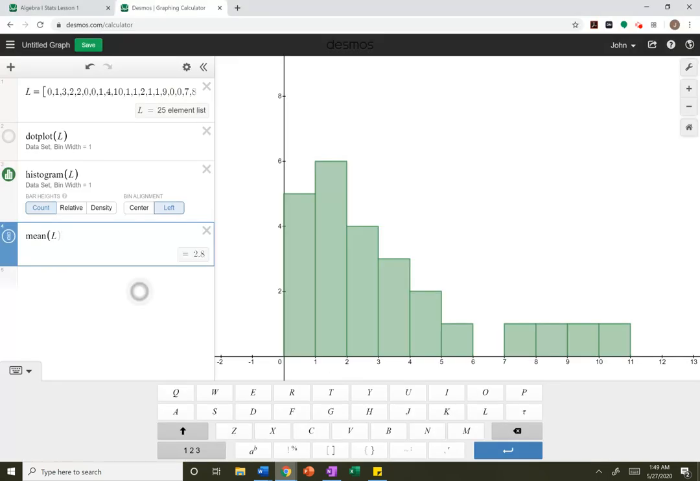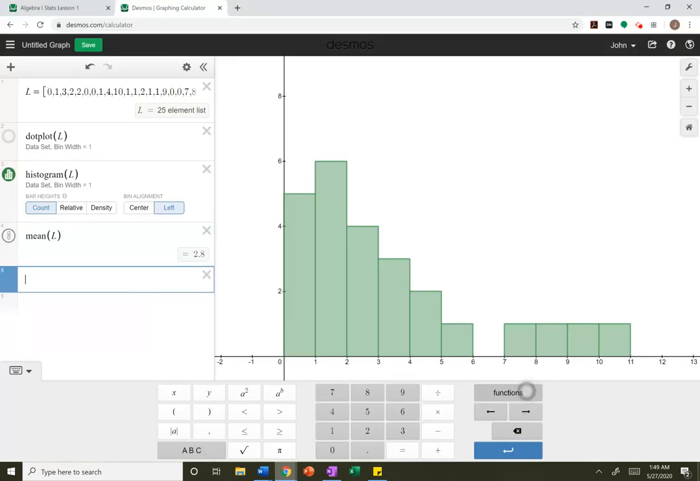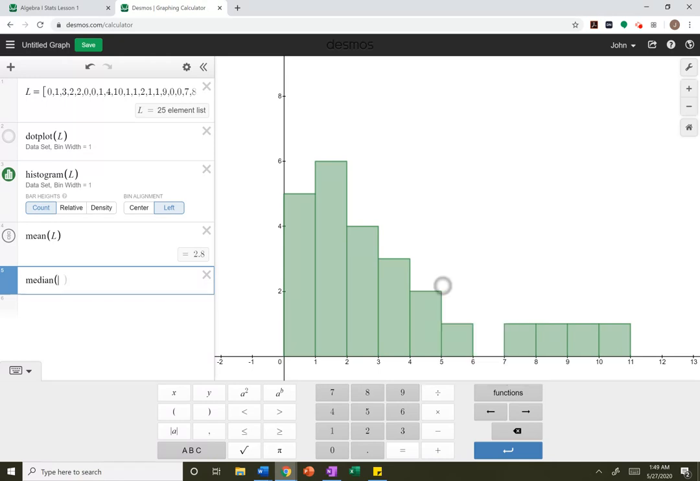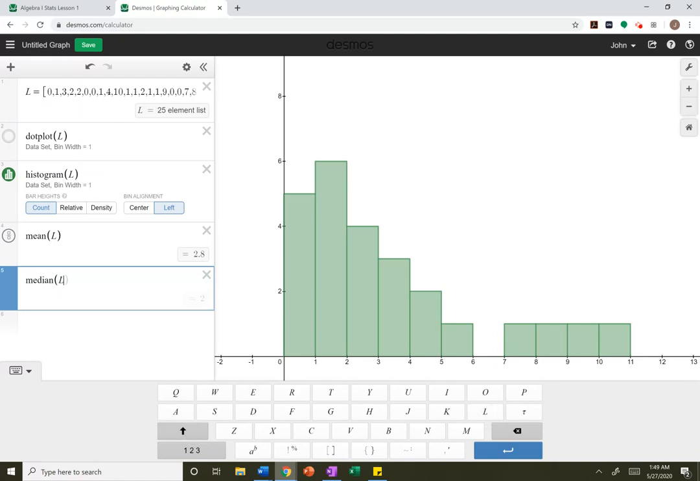The median, we're going to do the same thing. I could go to stats, median, or I could literally type in the word median of L. So the median of that list is 2.